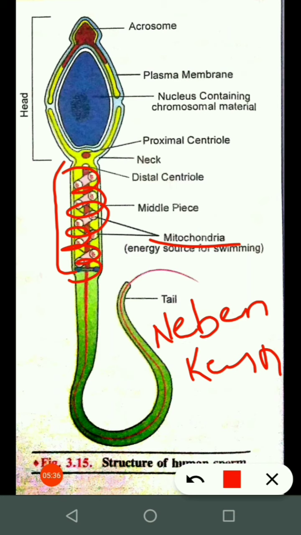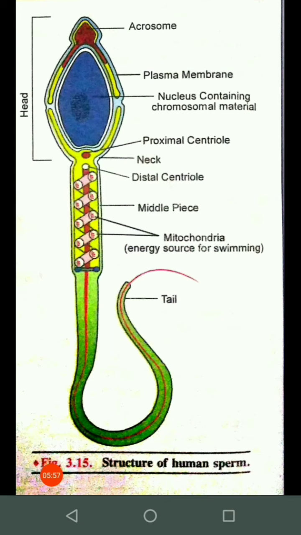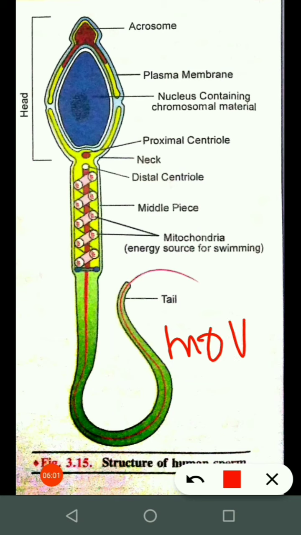Okay, now the last structure is this tail. As you can see here, there are only two things present, the axial filament, which is surrounded by the plasma membrane. This is the plasma membrane. Okay, so this axial filament and this tail are responsible for providing the movement, so that the sperm can move inside the female tract and reach up to the ova.